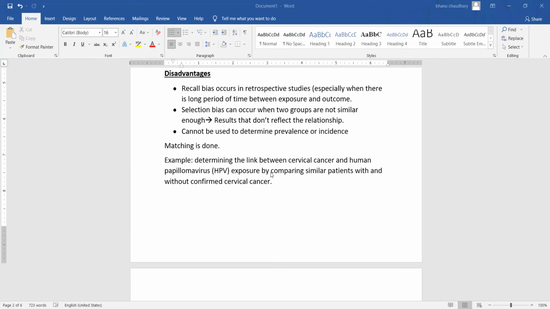And you also need to do the matching. You always want to compare similar patients, because if the patients are not similar, then cervical cancer can also be caused by genetic mutations. It can be hereditary, it can be due to other biological influences also. So if you take groups which are not very similar, then you cannot determine whether cervical cancer is caused by the biological differences or by the HPV exposure.